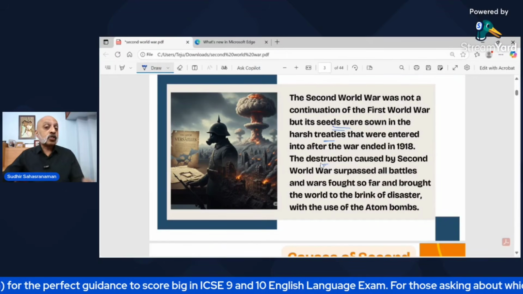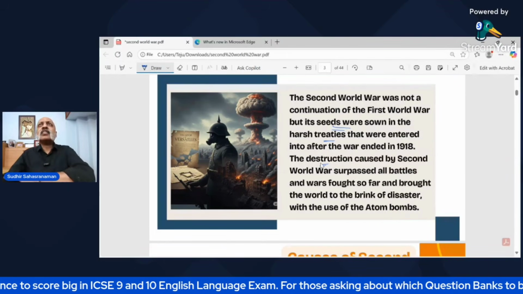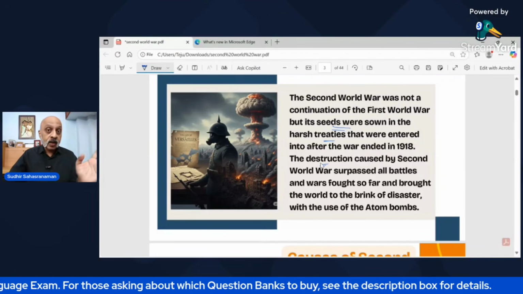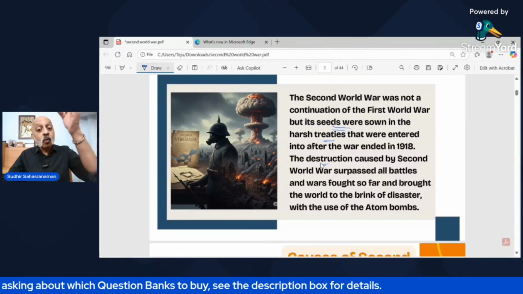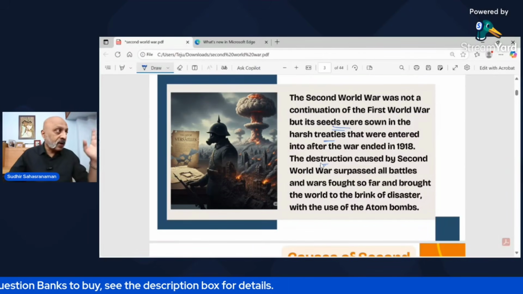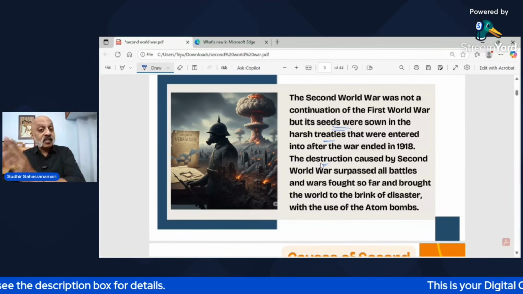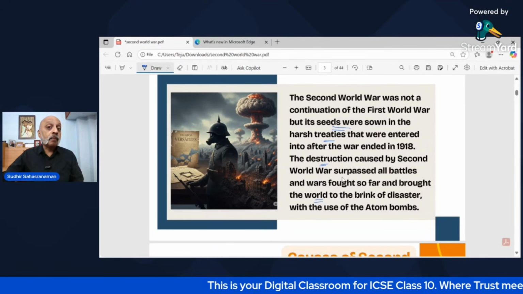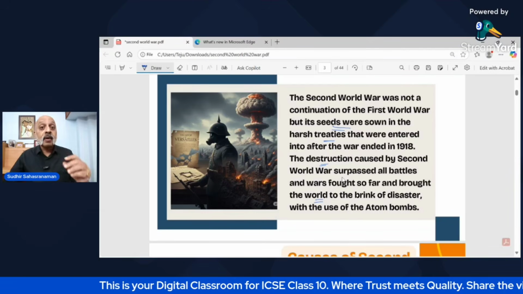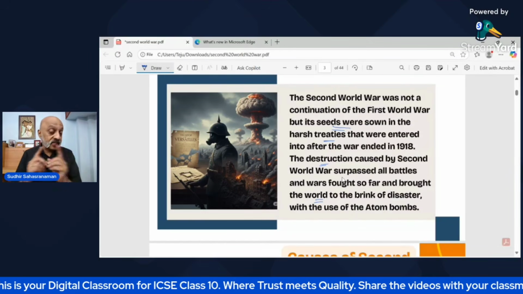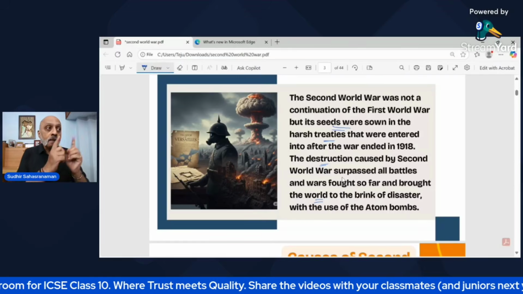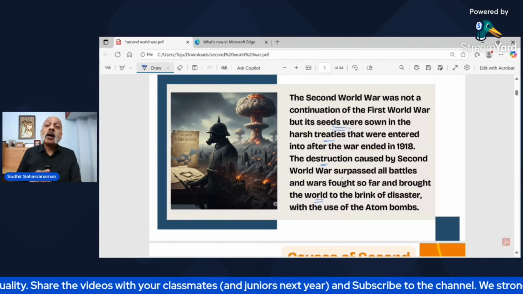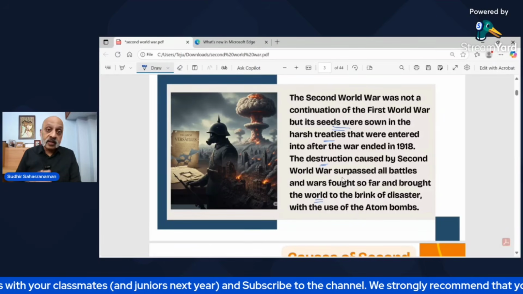So the destruction that was caused by the Second World War surpassed every other war that had been fought so far, including World War I, which is why it is referred to as a world war, right? The Second World War was fought between September 1939 and September 1945. And it brought the world to the brink of disaster because for the first time, the atom bomb was used. Till then, the atom bomb had not been used by any country on any other country, resulting in the death of hundreds of thousands of civilians.